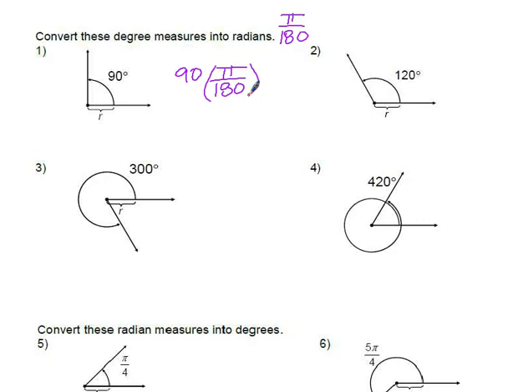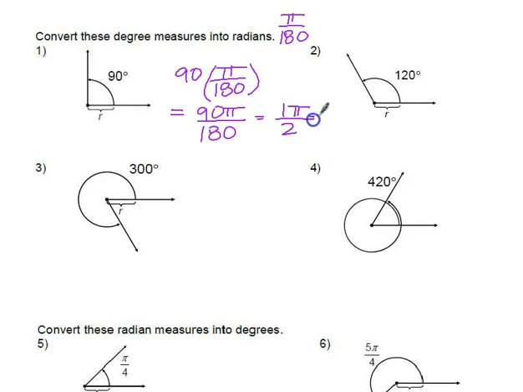Okay? So that equals 90 pi over 180. Remember that 90 just goes in the numerator, and then we have to think, how does this 90 and 180 reduce? Well, we can reduce these both by 90, right? It goes into both of those. So that'd be 1 pi over 2.